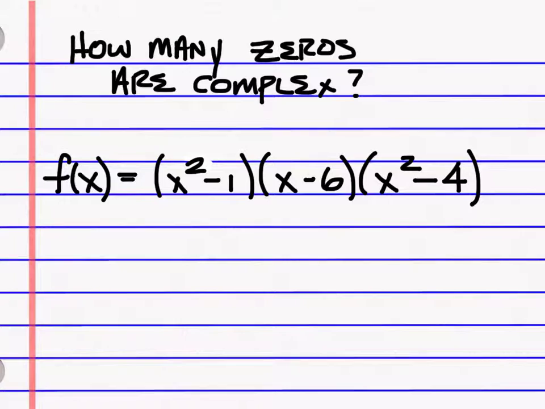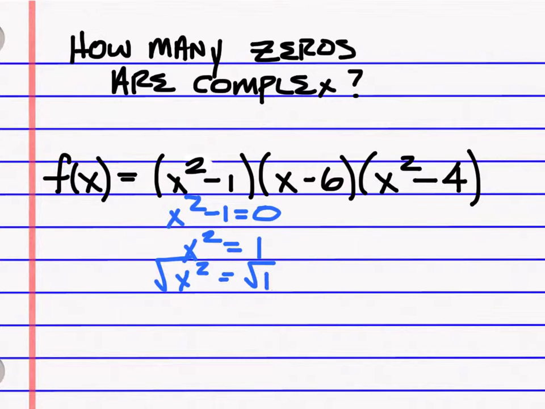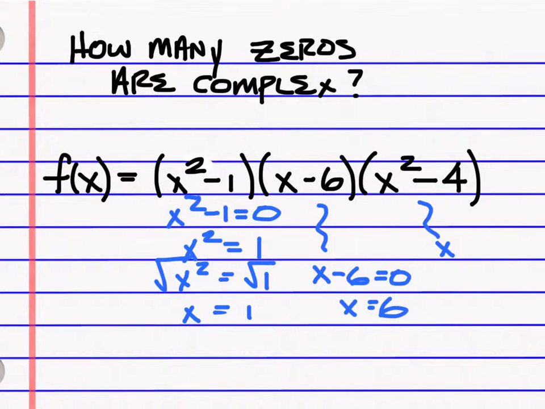Example 2. How many zeros are complex? X squared minus 1 equals 0. So if I move that minus 1 to the right, I get a positive 1. And find the square root of both sides, I get x, and what's the square root of 1? 1. Is that complex? No. Let's look at this one. X minus 6 equals 0. X would equal 6. Is 6 complex? No.